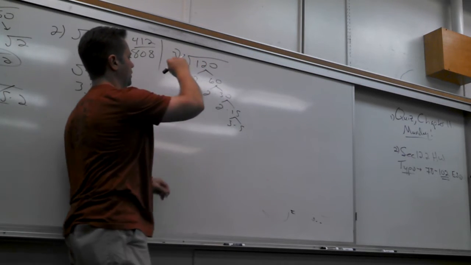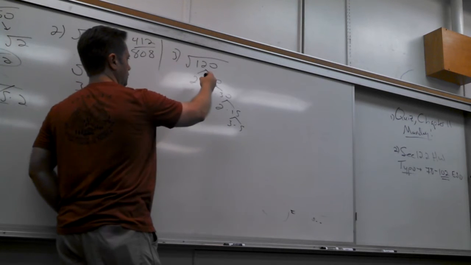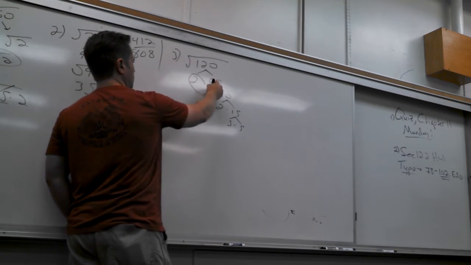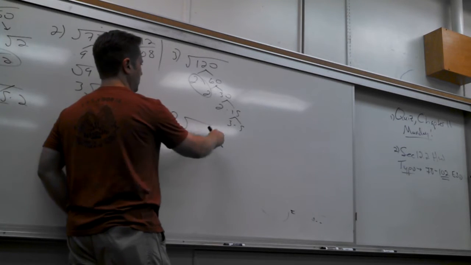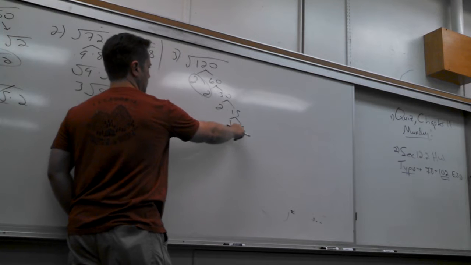Now I'm looking for groups of how many? 2. Yeah, I got two 2s. Then you're left with, and that's it, right? So I got 2, and what's left on the inside? Yeah, 6 times 5, 30.